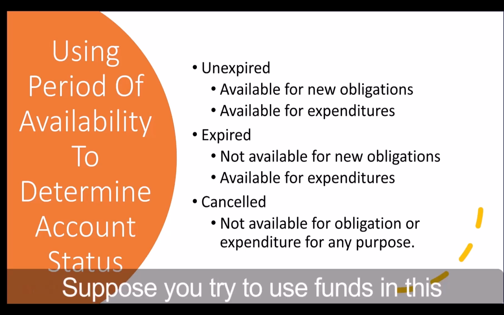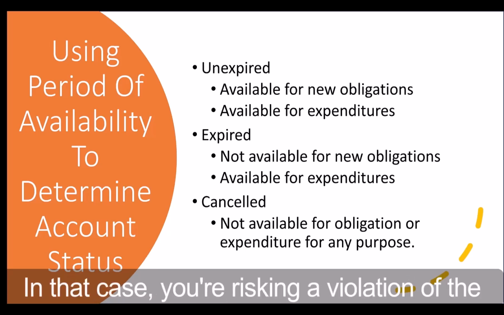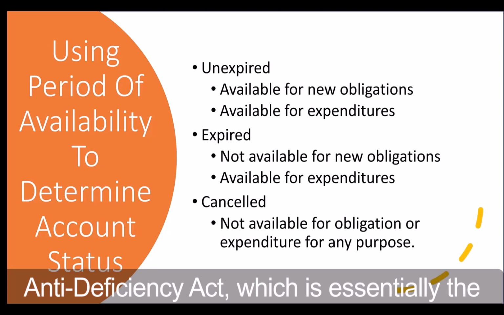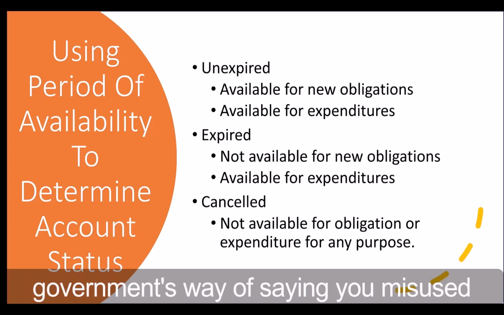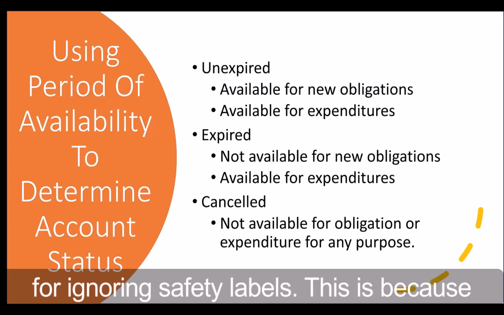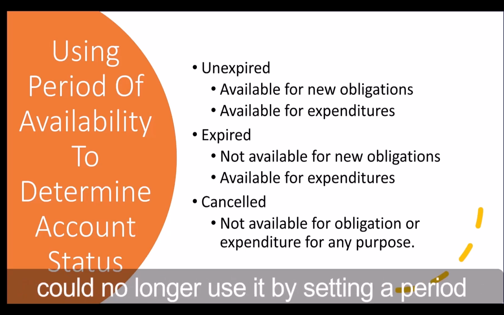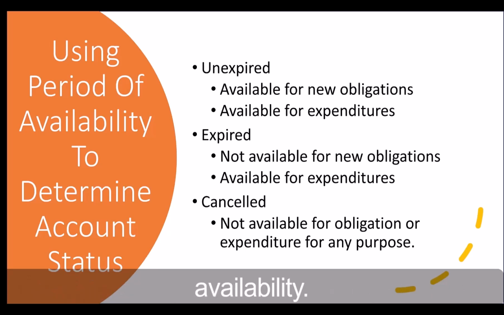Suppose you try to use funds in this category. In that case, you're risking a violation of the Anti-Deficiency Act, which is essentially the government's way of saying you've misused federal money, akin to getting food poisoning for ignoring safety labels. This is because Congress, with that fund, told you when you could no longer use it by setting a period of availability.